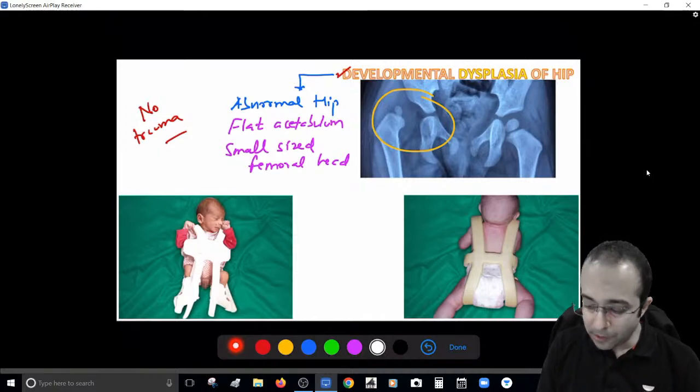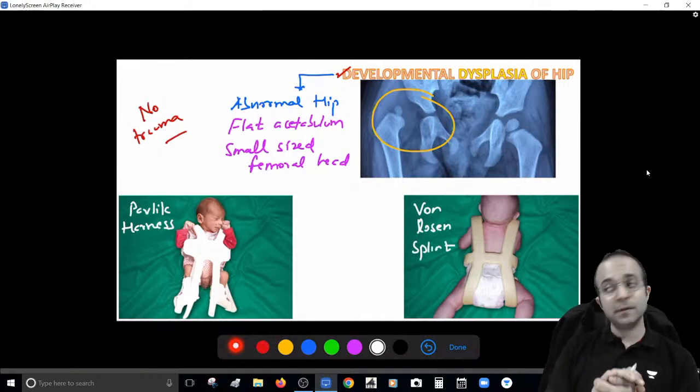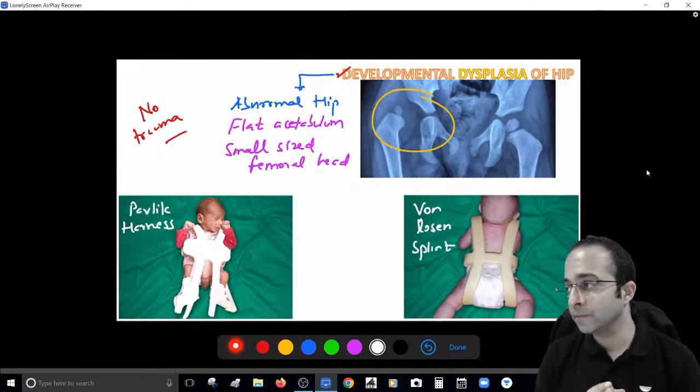I think you're already familiar with these braces, splints we use in DDH or congenital dislocation of hip. They are very, very popular MCQs. Please have a good look at these splints. बहुत बारी MCQs में आ चुके हैं.